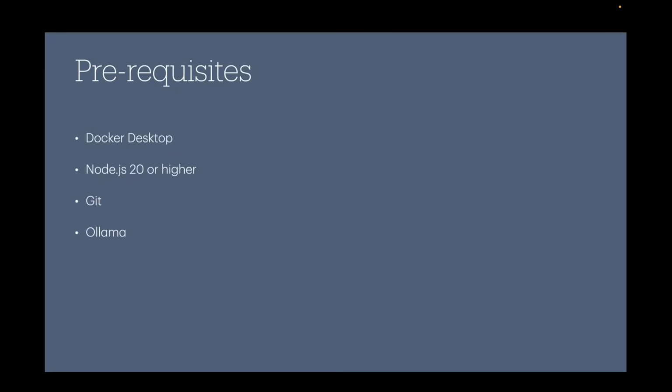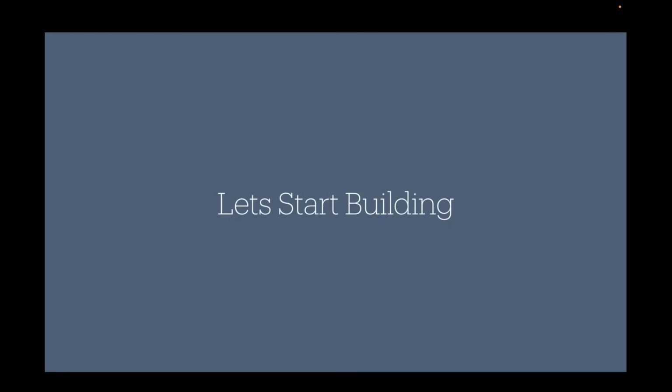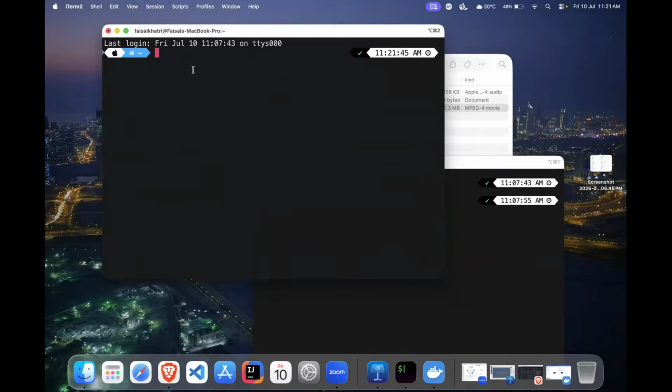Prerequisites. Before we begin, make sure you have Docker Desktop, Node.js 20 or higher, Git, and Ollama. Docker Desktop, Node.js, and Git are commonly used software, and you can find the installation steps easily on the internet. I'll cover installing Ollama in this tutorial. So let's start building. The first step is to install Ollama.